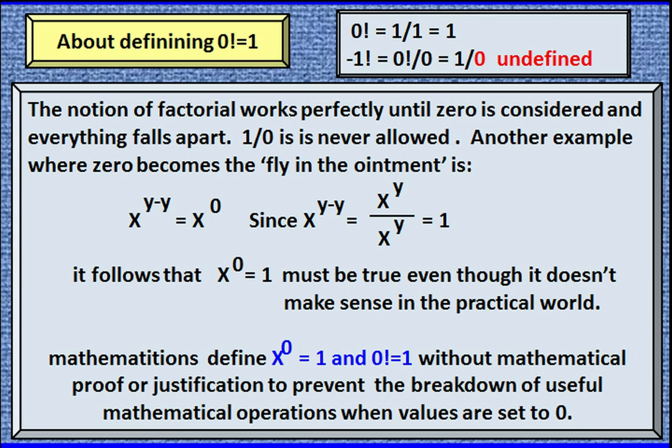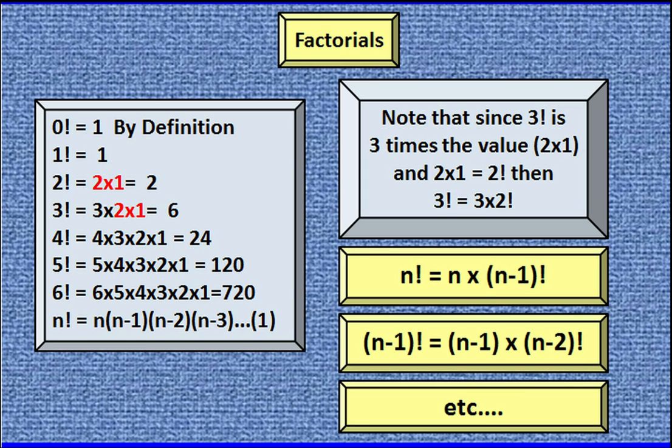It must be true even though it doesn't make sense in the practical world. Mathematicians define x to the 0 equals 1 and 0 factorial equals 1 without mathematical proof or justification to prevent the breakdown of useful mathematical operations when the values are set to 0. Now let's take a closer look at factorials and see if we can discover some useful properties.